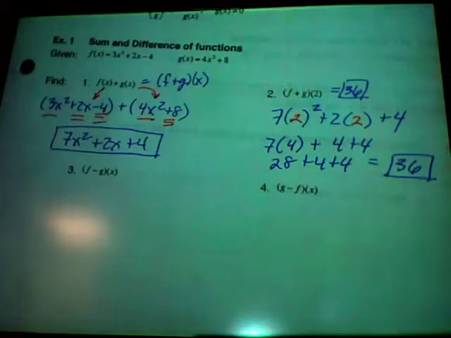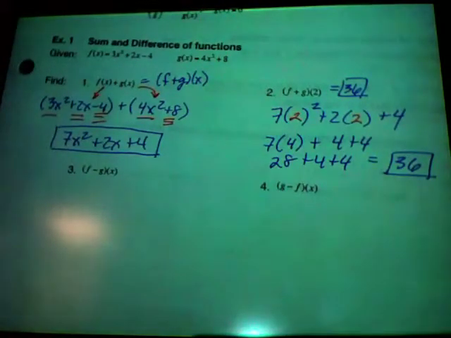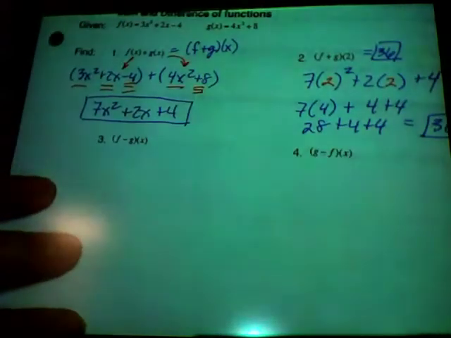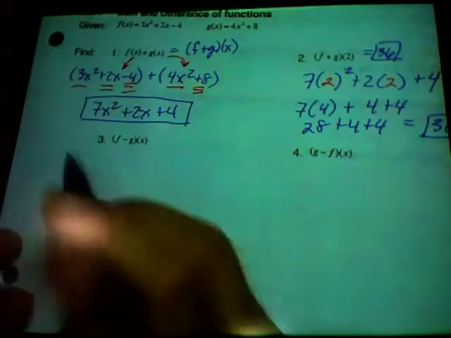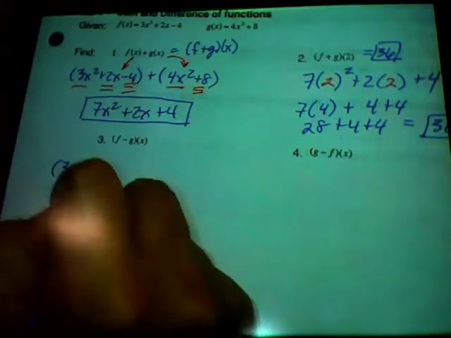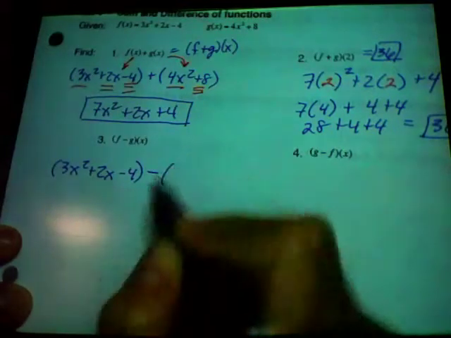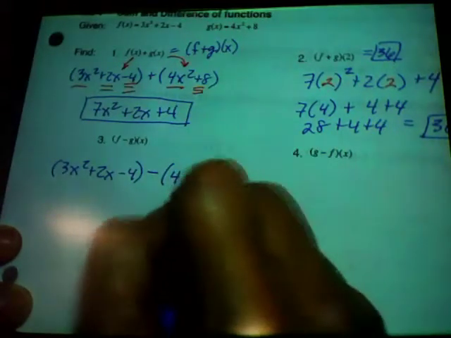Do you think there's a difference between f minus g and g minus f? Yeah, because there is a difference between 3 minus 2 and 2 minus 3. So make sure when you do the difference of two functions that you use substitution parentheses. So I'm going to take f first, which is 3x squared plus 2x minus 4, and subtract from that the g function all in parentheses.